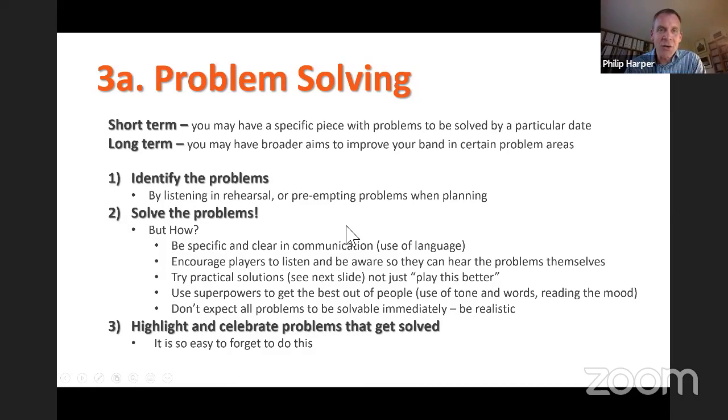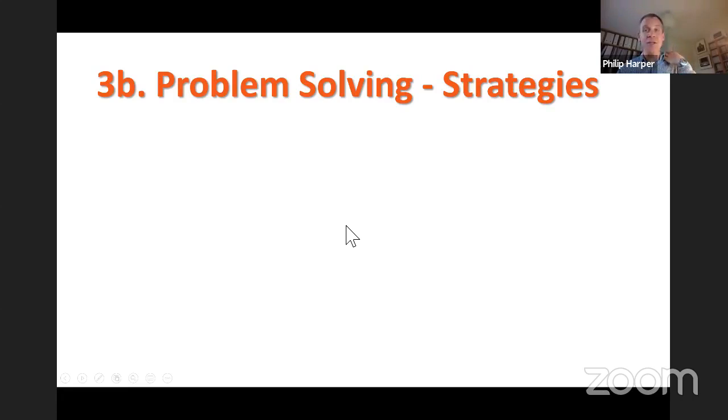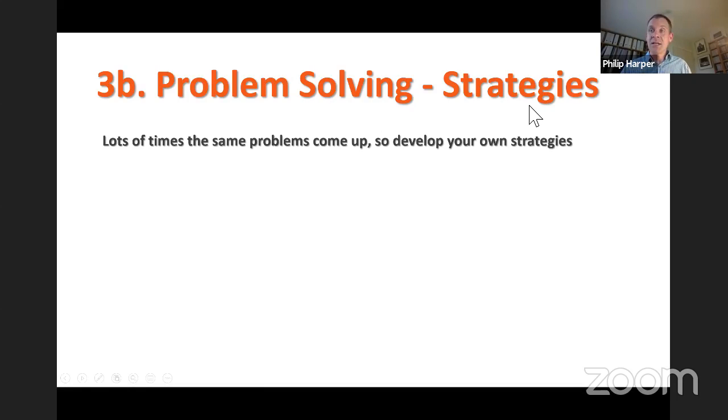This is the second one on problem solving, because I mentioned the fact that you need to have certain strategies, because the truth is, lots of times, no matter what piece of music you're working on, it's going to be the same problems that come up. So it really pays as a conductor to develop your own bank of strategies that you can use to solve these problems as they come up again and again. So I've made a list of 3 issues which come up time and time again in all kinds of bands, and I'll share my strategies for dealing with them as well.